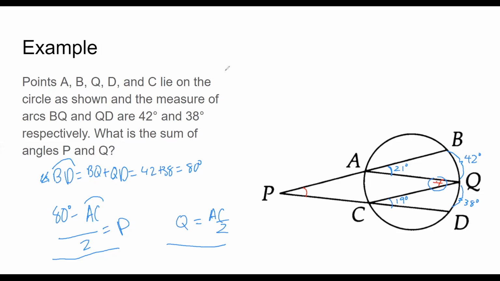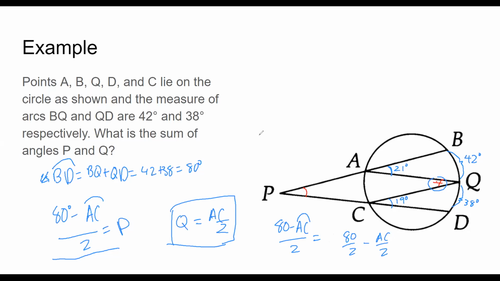Yes, we could solve with substitution, but there's an even faster way to do it, which would be elimination. So let's look here. We have 80 minus AC over 2. Well, we can split this into 80 over 2 minus AC over 2. And now this becomes pretty clear how we can address this, because we said Q is equal to AC over 2. So what we do now is we can subtract these two equations from each other.